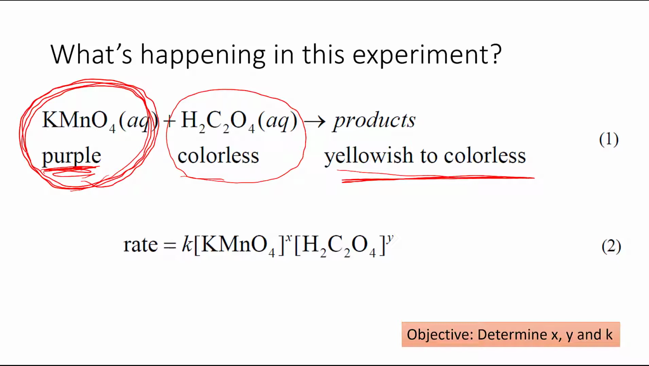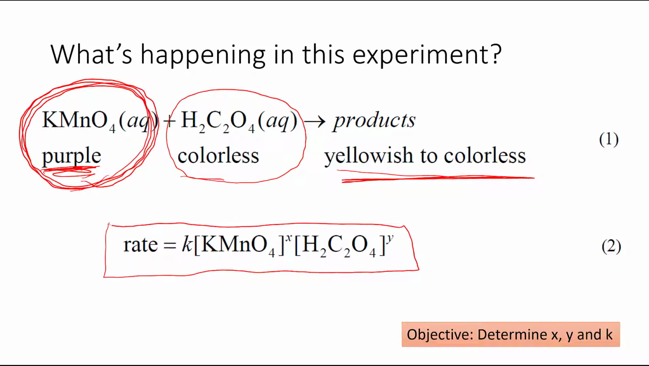It's important to recognize how to write a rate equation, and the rate equation is expressed down here. There are three parts to this that are important: the orders of reaction, the X and Y here that are described in the background video, and also the rate constant. The objective is to determine X, Y, and K in this particular part of the experiment.